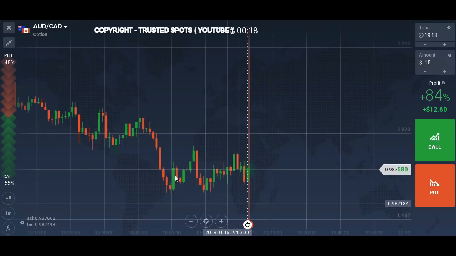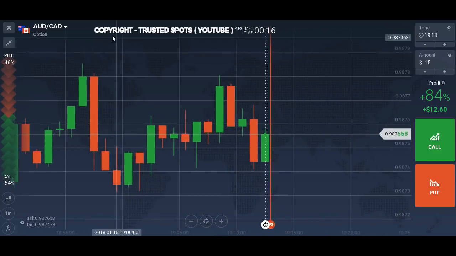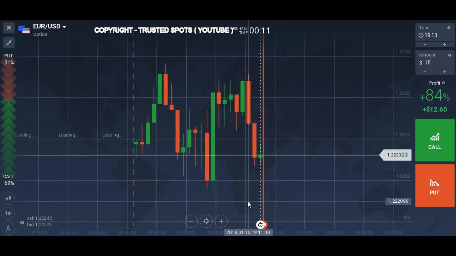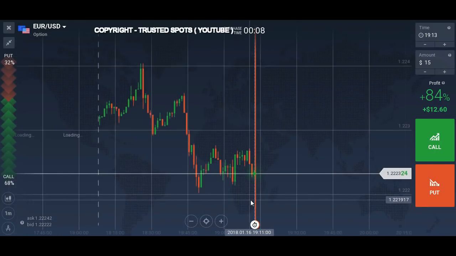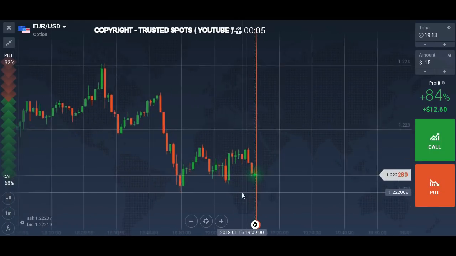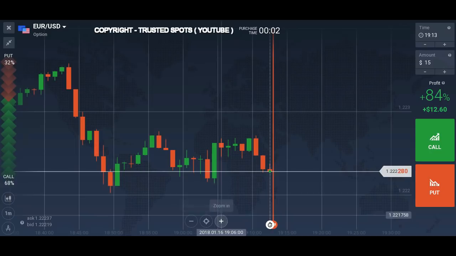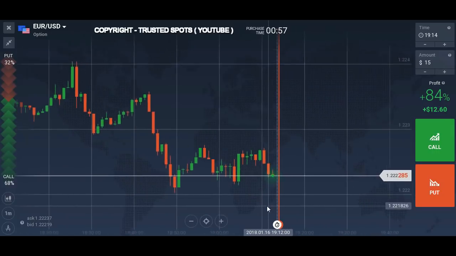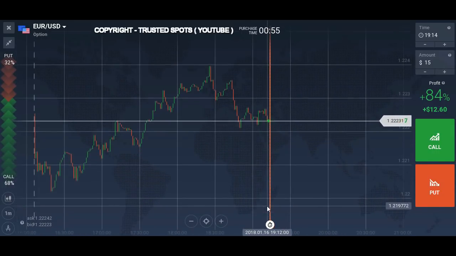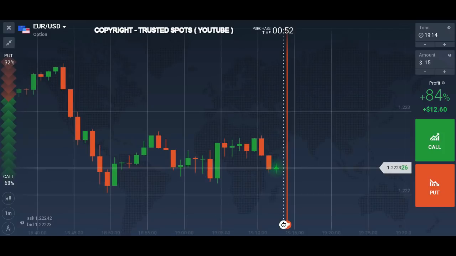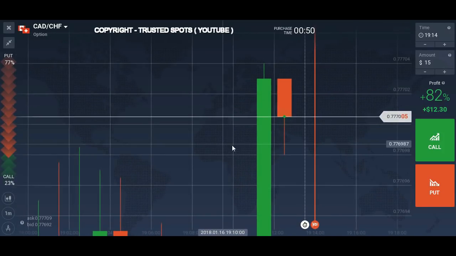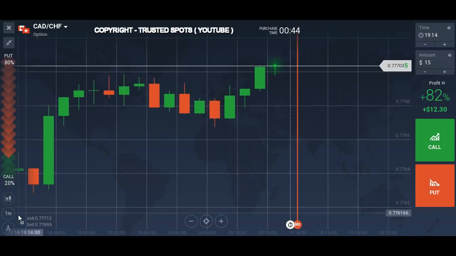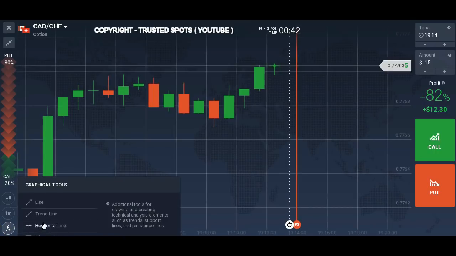So let's start trading. I will be trading on 1 minute time frame. So first I will need to find a strong level. So we have two levels. One is here, another is here. Okay, we have a good trading opportunity here.